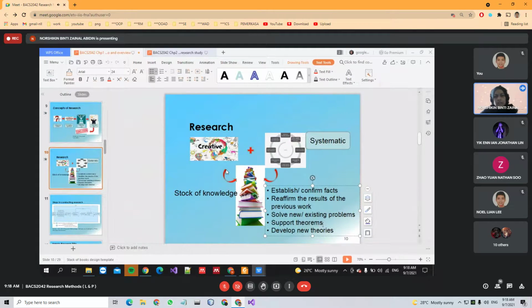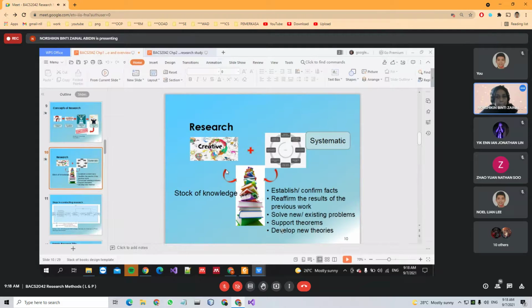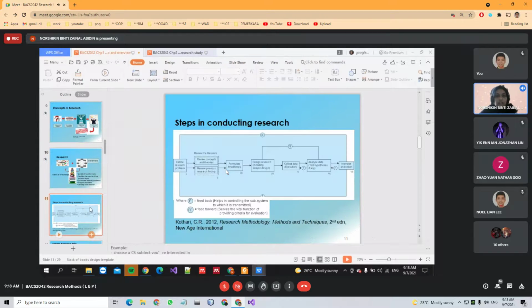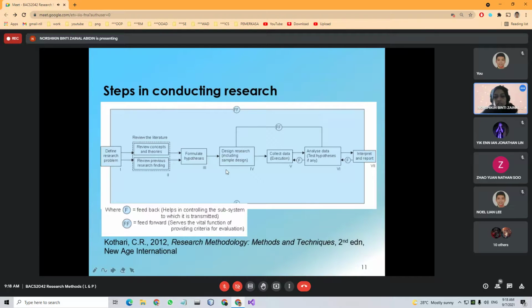And then support theorems. For example, if you have any theory or you use any mathematical formula, you need to justify it and state where the source is. And develop new theories. But in research, this doesn't mean you need to develop a new theory. You can just simply come out with a result. Developing new theories depends on the type of research you conduct. So this is the steps in conducting research.